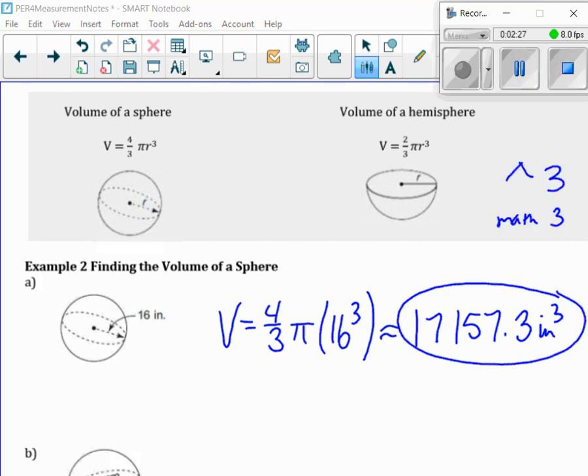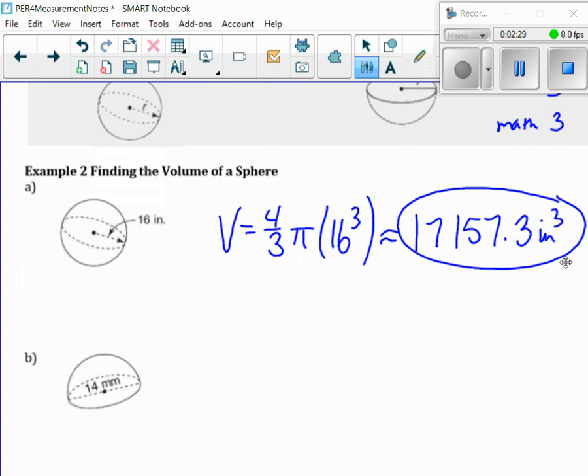Okay, so you've got to watch now for B. They're giving you the diameter is 14 millimeters. So the radius is 7 millimeters. So volume of a hemisphere is half of the volume of a full sphere, so that's 2/3 pi r squared. So that would be 2/3 pi 7 cubed.